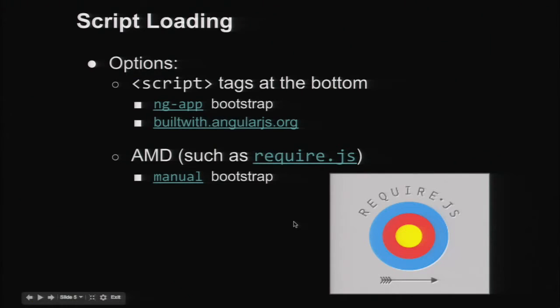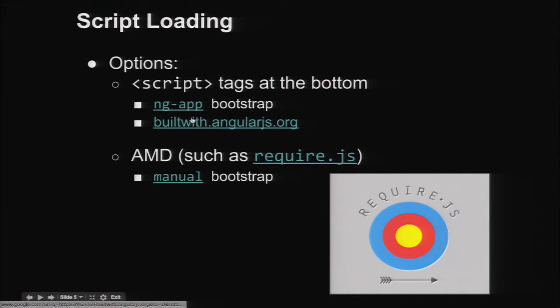So let's talk about how we load scripts. You have a couple of choices in loading the scripts. You can use the script tag, and you can use something like asynchronous module definitions like require.js. They both have their advantages and disadvantages. So let's talk first about a simple way of using script tags.